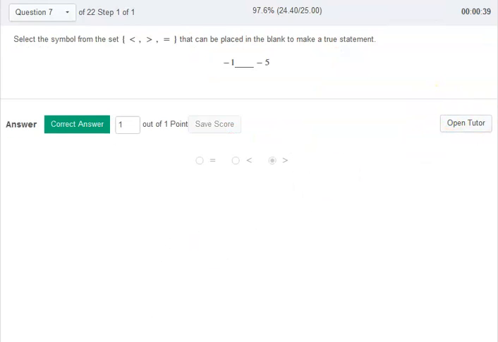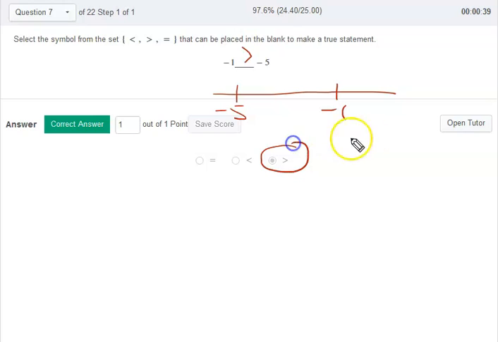This one is rather straightforward. If you were to draw a number line, negative 1 is there, and negative 5 is there. So anything to the right on a number line is larger than anything to the left. So the symbol we're going to use here is negative 1 is greater than negative 5, and that is correct.